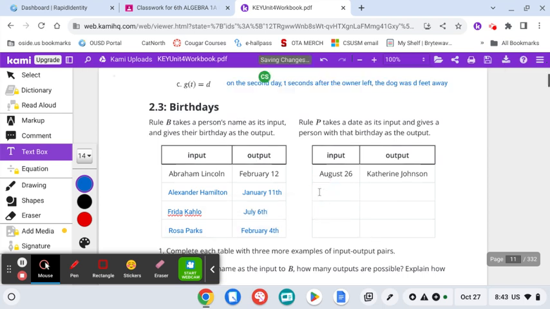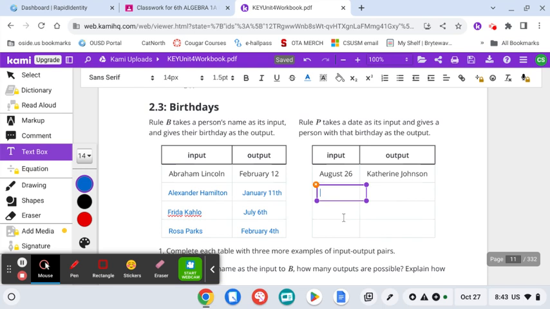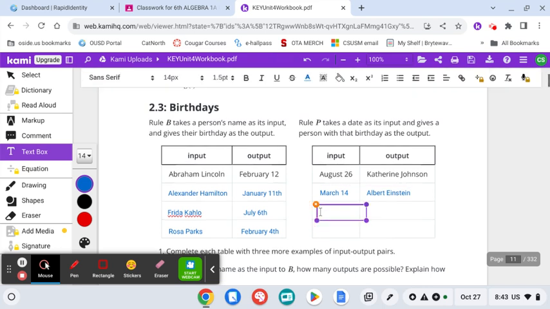But going over here, if I reverse these, and let's say I put that March 14th is Albert Einstein's birthday. Well, aren't there other people with a March 14th? Couldn't I say March 14th is also my grandma's birthday? March 14th is my student's birthday. There could be multiple outputs for March 14th. Think of all the people born on that day. April 25th is Ella Fitzgerald's birthday. But couldn't there be multiple people with that same birthday?